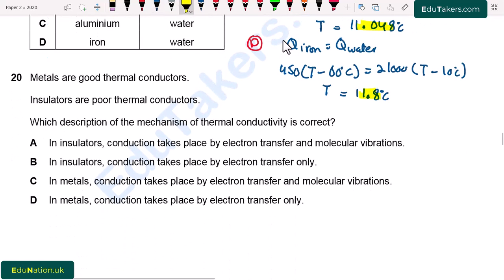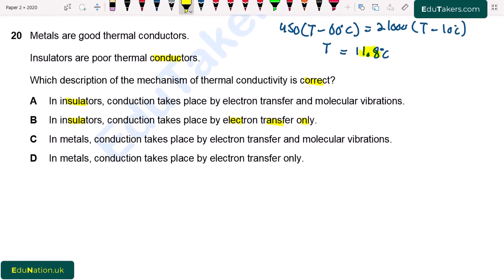Question number 20. Metals are good thermal conductors. Insulators are poor thermal conductors. Which description of the mechanism of thermal conductivity is correct? MCQs A. In the insulator, conduction takes place by electron transfer and molecules vibration. B. In the insulator, conduction takes place by the electron transfer only. C. In the metals, conduction takes place by electron transfer and the molecular vibration. D. In the metal, conduction takes place by electron transfer only.